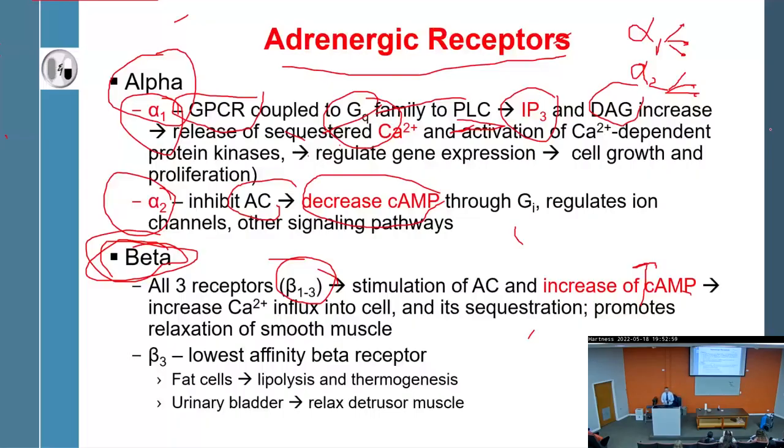Important things to remember, again: alpha 1 and 2, the transduction pathway associated to those, and the transduction pathway associated to the beta receptors. Okay? Good.